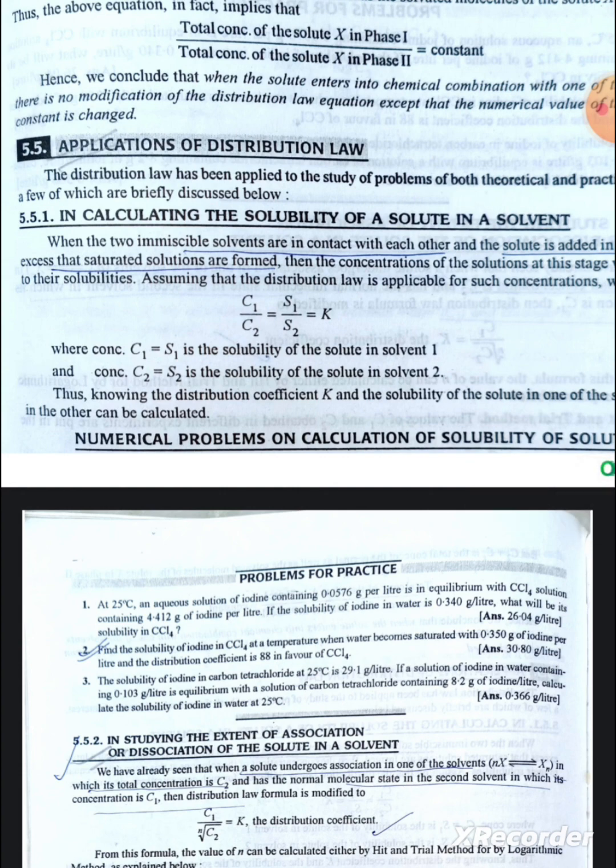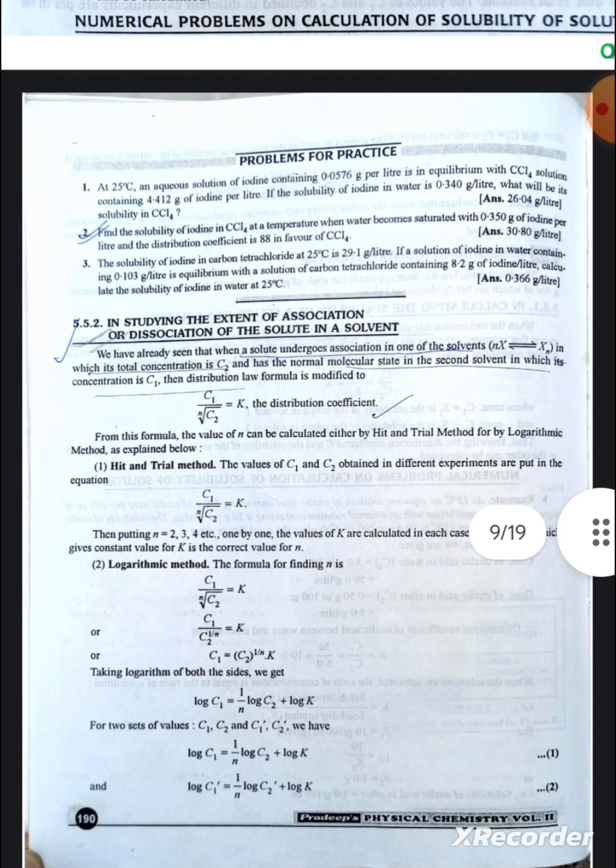Second, in studying the extent of association or dissociation of the solute in a solvent. We have already seen that when a solute undergoes association in one of the solvents in which its total concentration is C2 and has the normal molecular state in the second solvent in which its concentration is C1, then the distribution law formula is modified to C1 by nth root of C2 is equal to K.